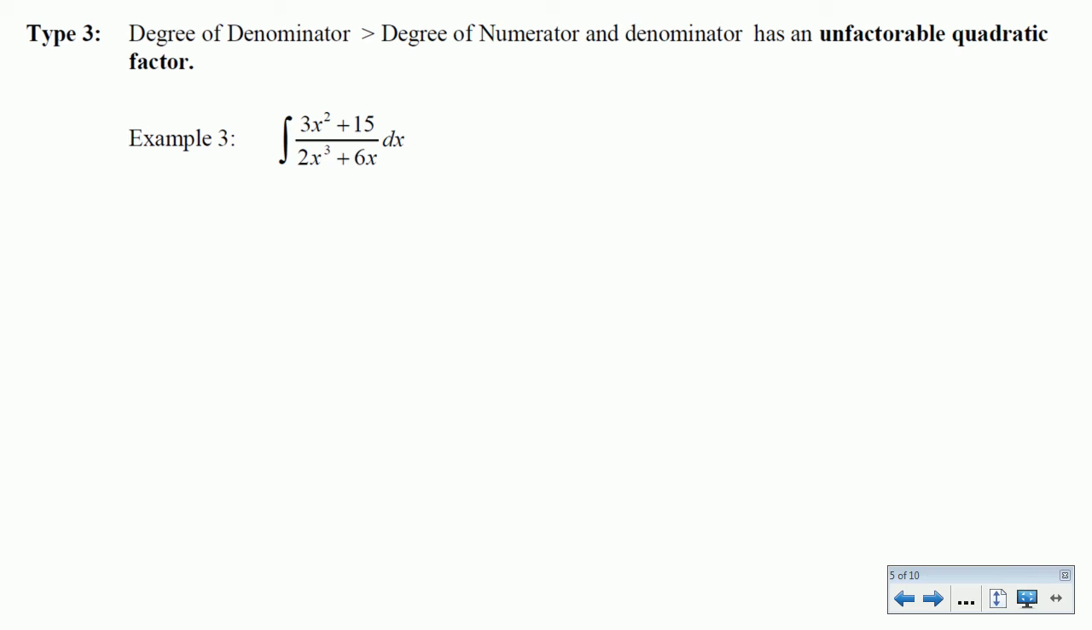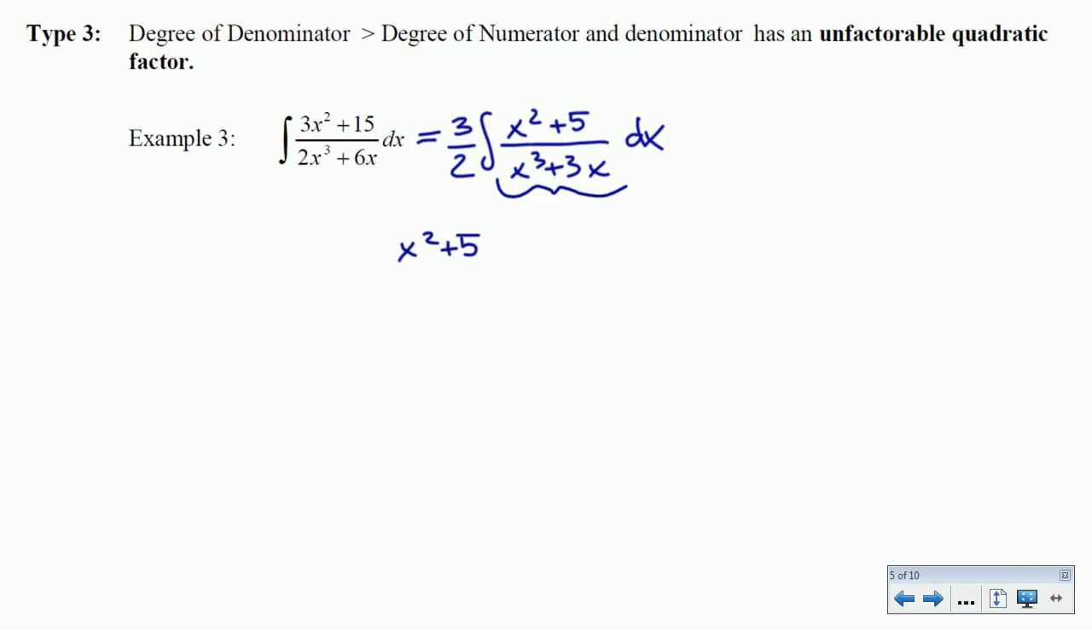So in this first example, there is an unfactorable quadratic factor in the denominator. We can start by factoring a 3 out of the numerator in this integral, leaving us with x squared plus 5. And we can factor a 2 out of the denominator, leaving us with x cubed plus 3x. And now we're going to try to write this term as a sum of simpler fractions. So we have x squared plus 5 up top, and x times x squared plus 3 on the bottom.